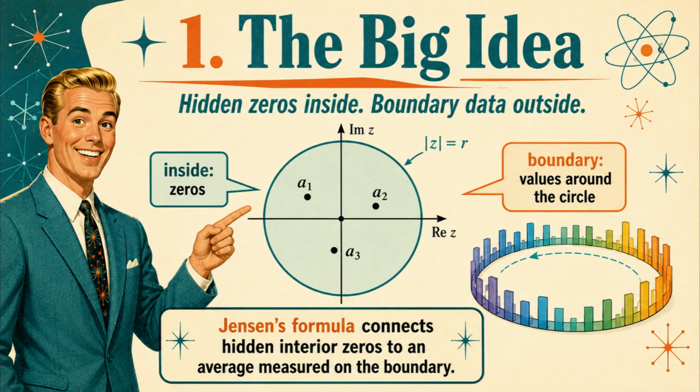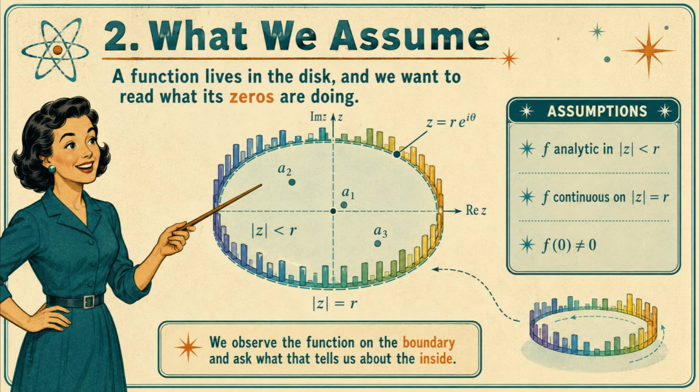Let's go to idea two, the setup. We begin with a function inside a disk in the complex plane. Picture the disk as a filled-in circle. The center is zero. The radius is called the radius. Every point inside the disk is closer to the center than the radius. Every point on the boundary is exactly one radius away from the center.